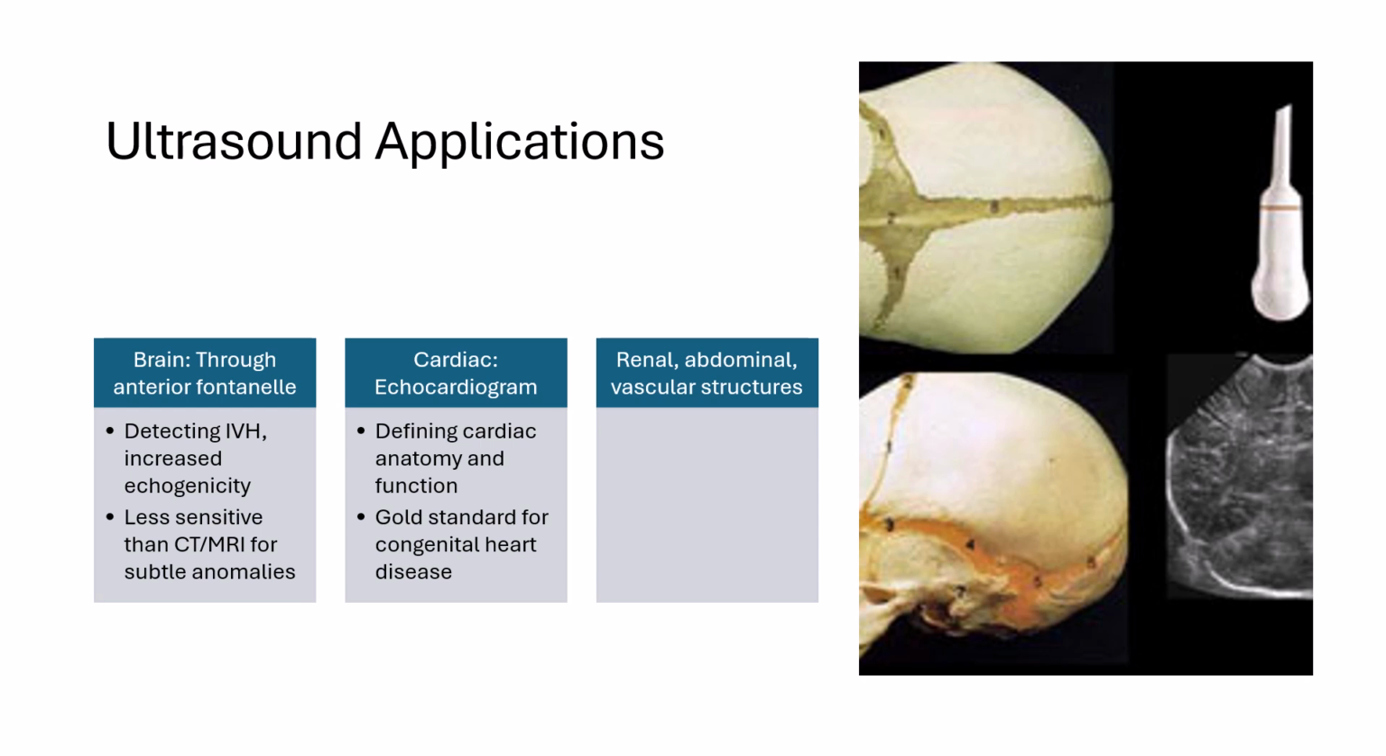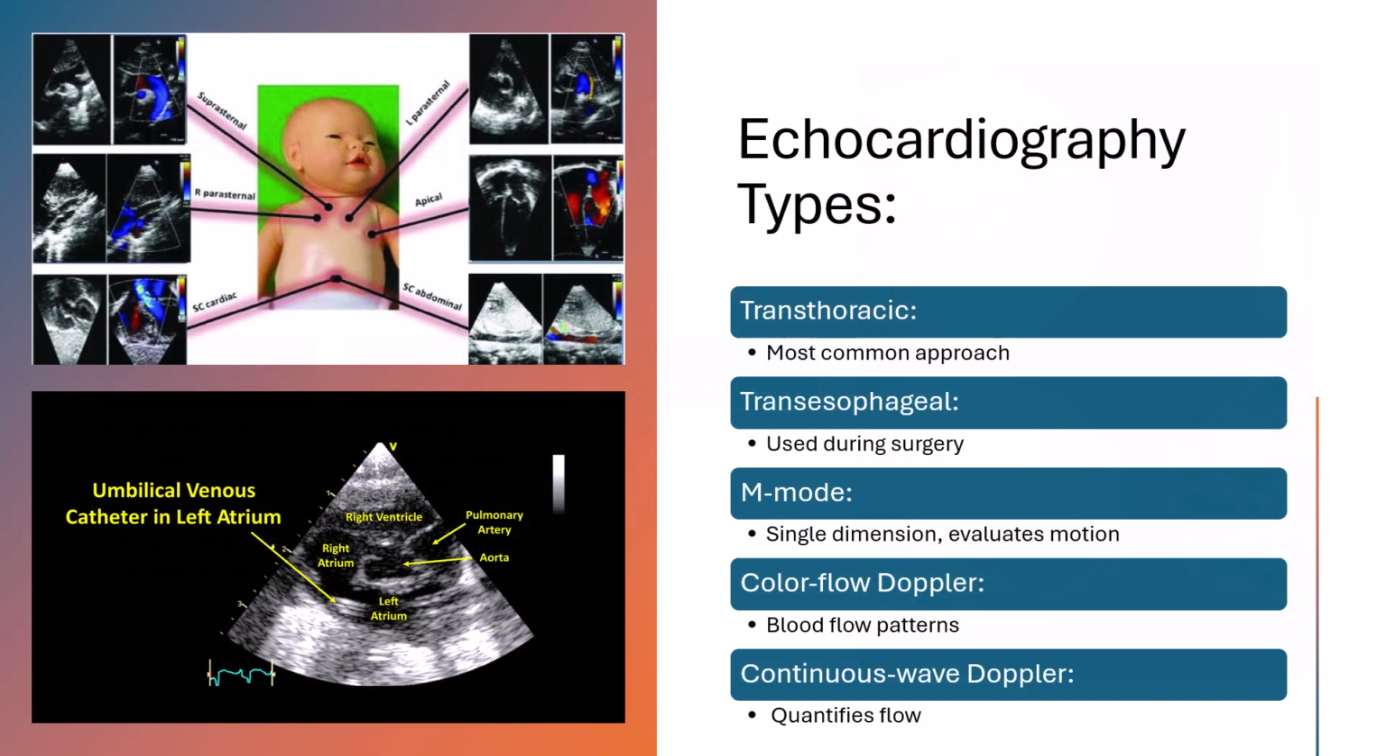Renal ultrasound is the preferred initial study for evaluating the kidneys and urinary tract. Abdominal ultrasound helps assess liver, spleen, and other intra-abdominal structures. Vascular ultrasound can evaluate blood flow and assist with PICC line placement. The exam may ask which imaging modality is most appropriate for specific clinical scenarios.